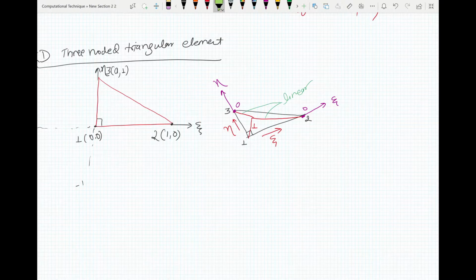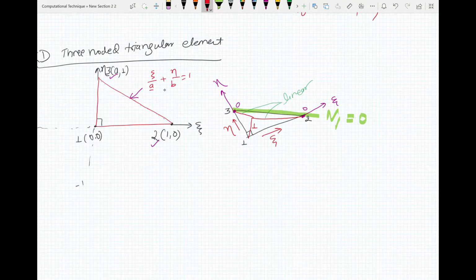In both directions you can see that this is linear. The value of the shape function in this line must be 0, isn't it? So your n1 must be 0 along this line. Now this line here, which is 2, 3, you have to find the equation for that line to cater for your points 2 and 3. The easy way to find the equation is to use the slope intercept form. So your equation will be given by xi by a plus eta by b equals 1.